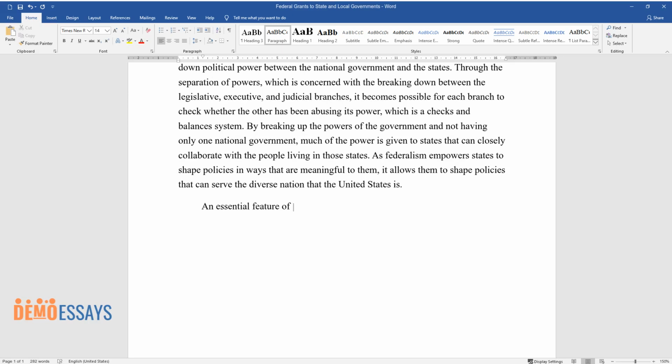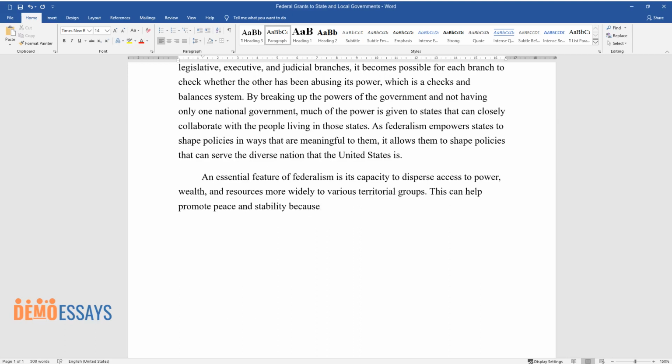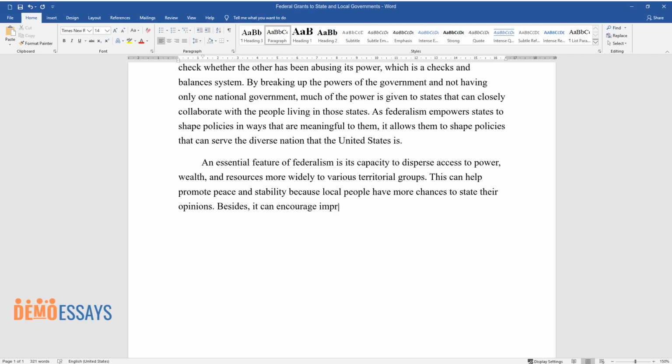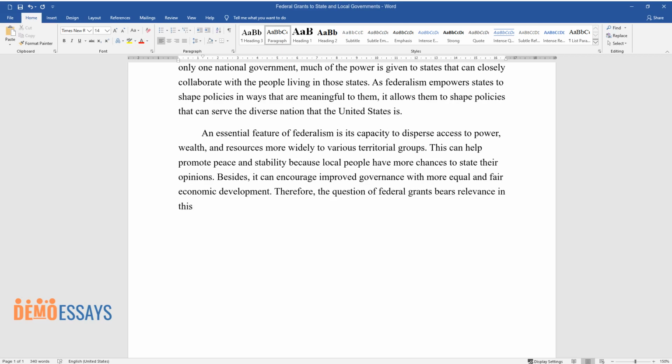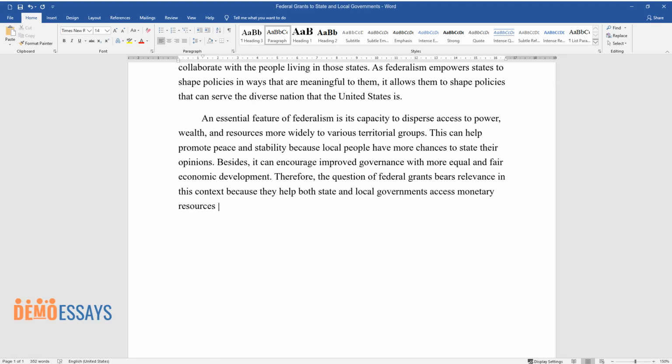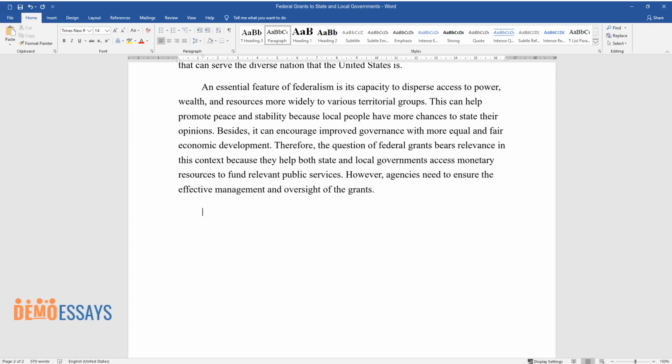An essential feature of federalism is its capacity to disperse access to power, wealth, and resources more widely to various territorial groups. This can help promote peace and stability because local people have more chances to state their opinions. Besides, it can encourage improved governance with more equal and fair economic development. Therefore, the question of federal grants bears relevance in this context because they help both state and local governments access monetary resources to fund relevant public services. However, agencies need to ensure the effective management and oversight of the grants.